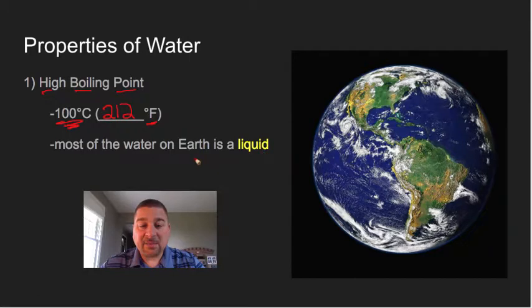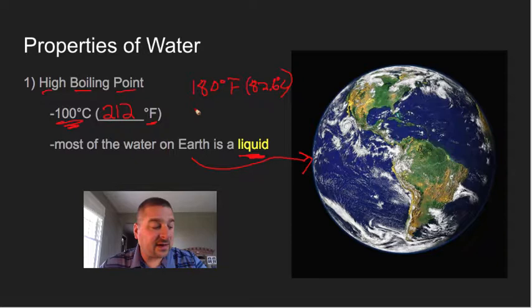If you look at a picture of the Earth, you see a lot of blue, the blue planet we mentioned earlier, because it's liquid, and we need that liquid for living things to take in. I wrote in my notes here, rubbing alcohol will boil at 180 degrees Fahrenheit, which is about 82.6 degrees Celsius. So much lower.